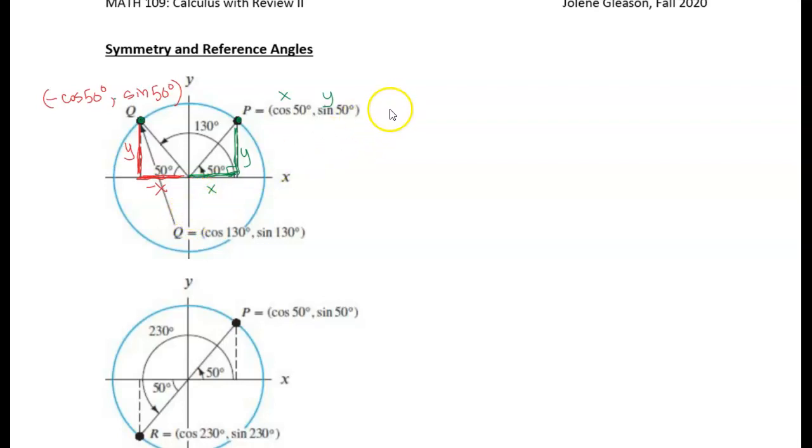Okay, so if I put this in my calculator, I get 0.643 and 0.766 for the sine and cosine, right? Then the cosine of 130 degrees is just going to be minus 0.643, and the sine is going to be the same as the sine of 50 degrees.